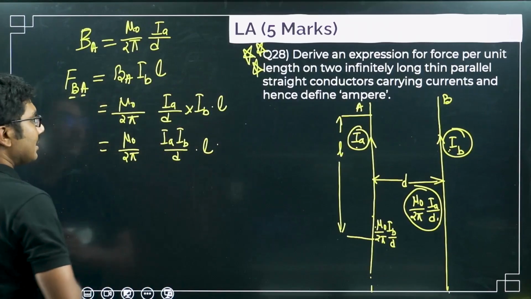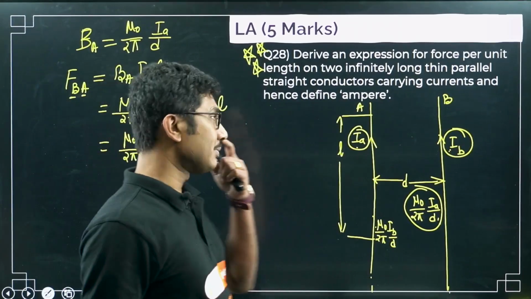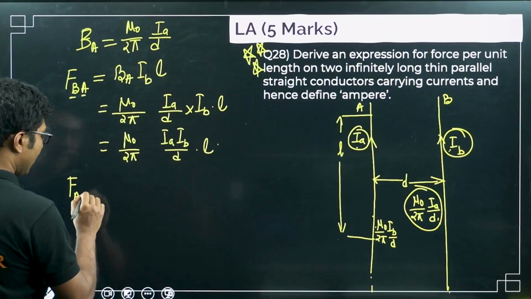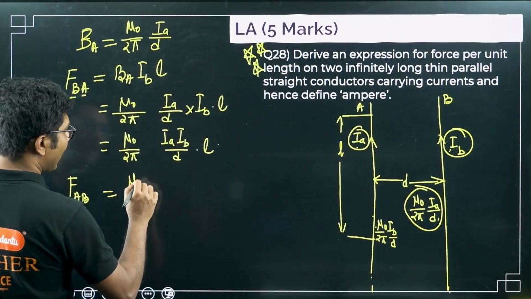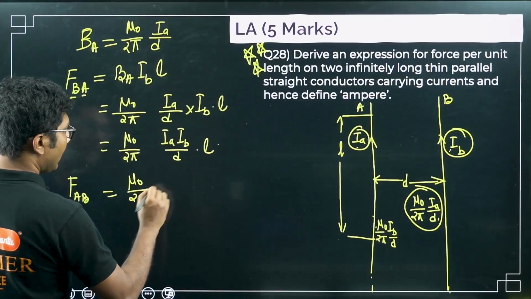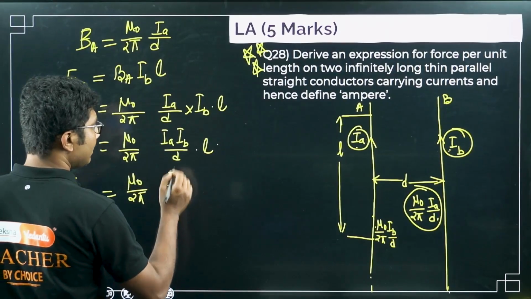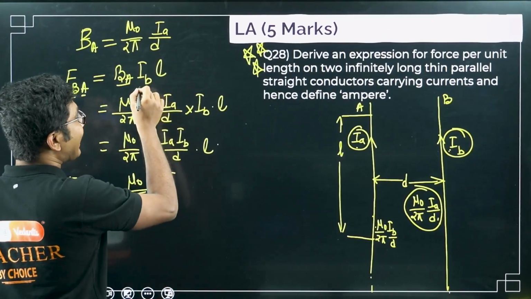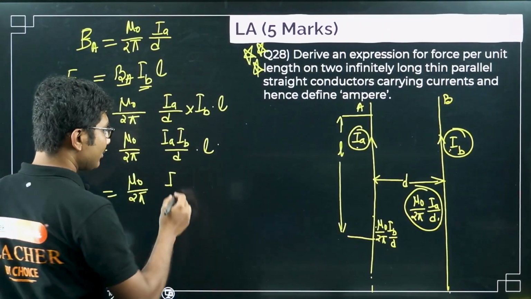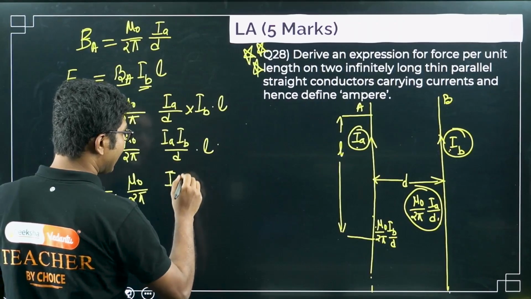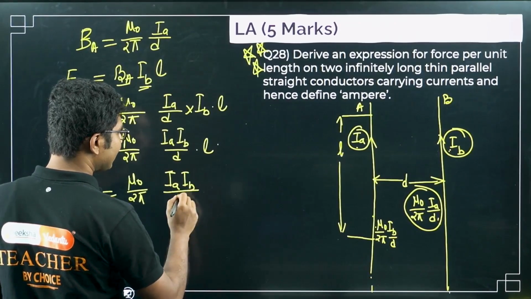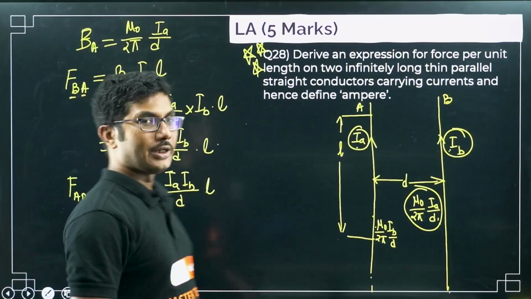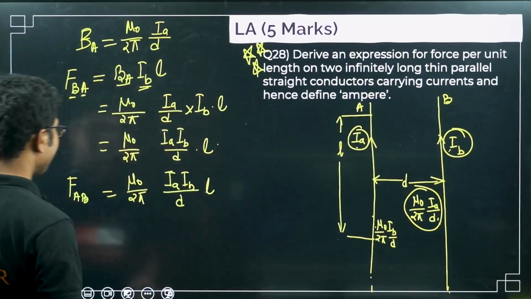Similarly, the force on A due to B will be the same value, because in that case the magnetic field will be BB and the current will be IA. You can calculate that and you will get the same value. Because it's symmetric, we can simply say the force on A due to B will also have the same value due to symmetry.